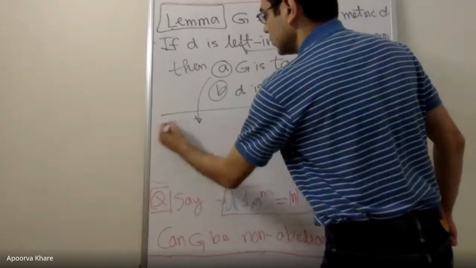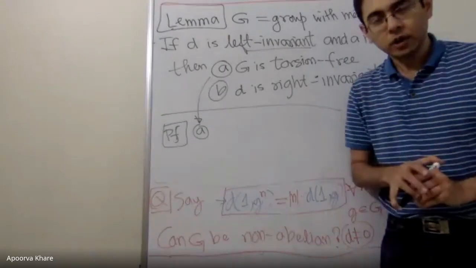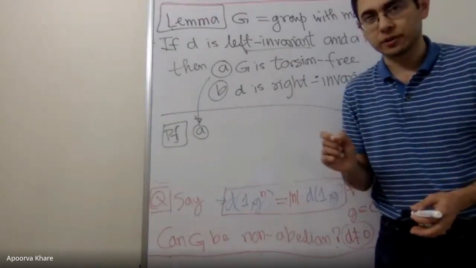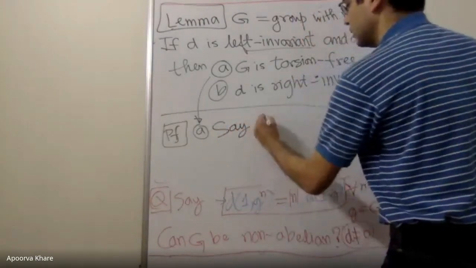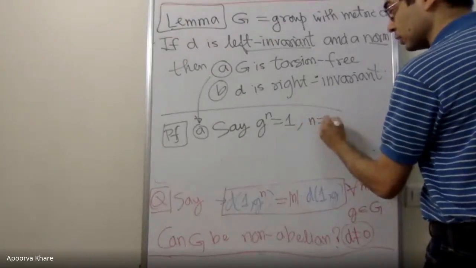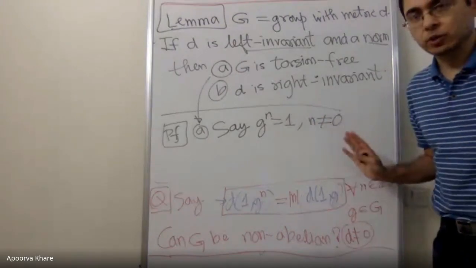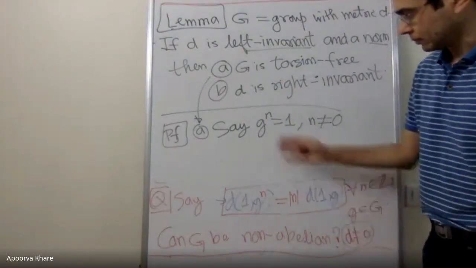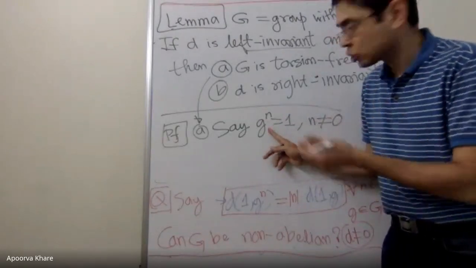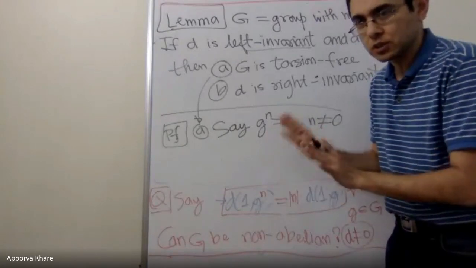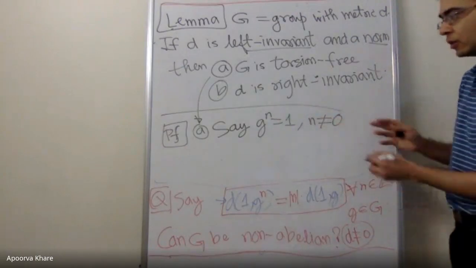So proof. Let me first quickly mention part A. What is torsion free? Torsion free means that the only element of finite order is the identity element, right? So say g to the n is 1, where n is not equal to 0. Every element to the power 0 is 1, because it's like to the power 1 minus 1. And by the way, keep remembering that this is just a notation. In abelian groups, this would just be n times. A group is just a set where every element is invertible under the group operation. Okay, so g to the n is 1 for n not equal to 0 and g in G.